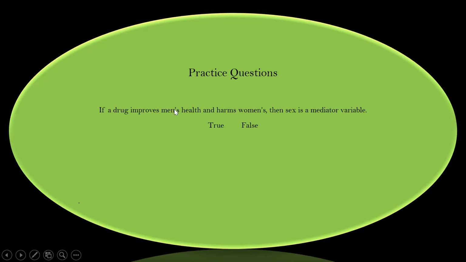So if a drug improves men's health and harms women's health, would we call sex, male or female, a mediator variable? And this is false. We would not. Sex, in this case, would be a moderator variable. It's acting like a dial. So in this case, not only is it changing the impact, it's changing the direction, whereas it helps men's health and harms women's health in this hypothetical example. So it's not a mediator, it's a moderator variable.